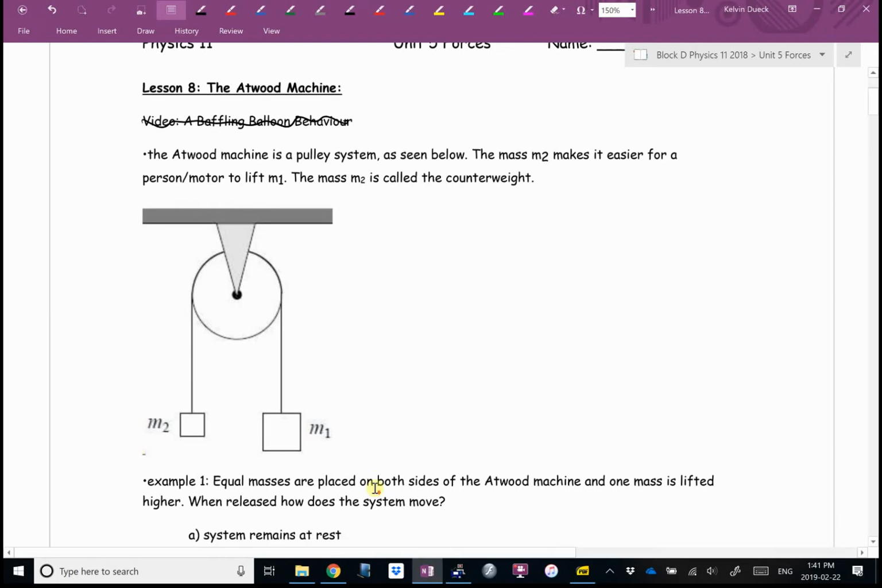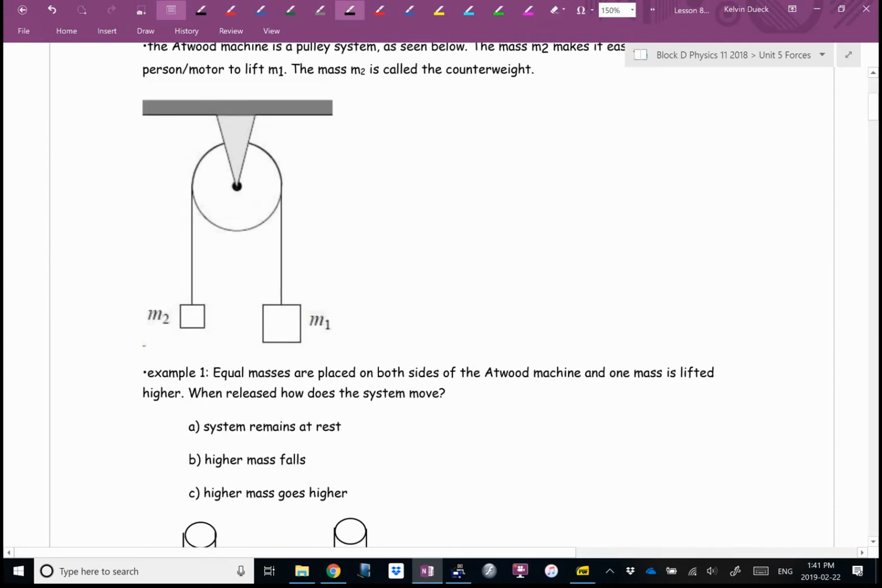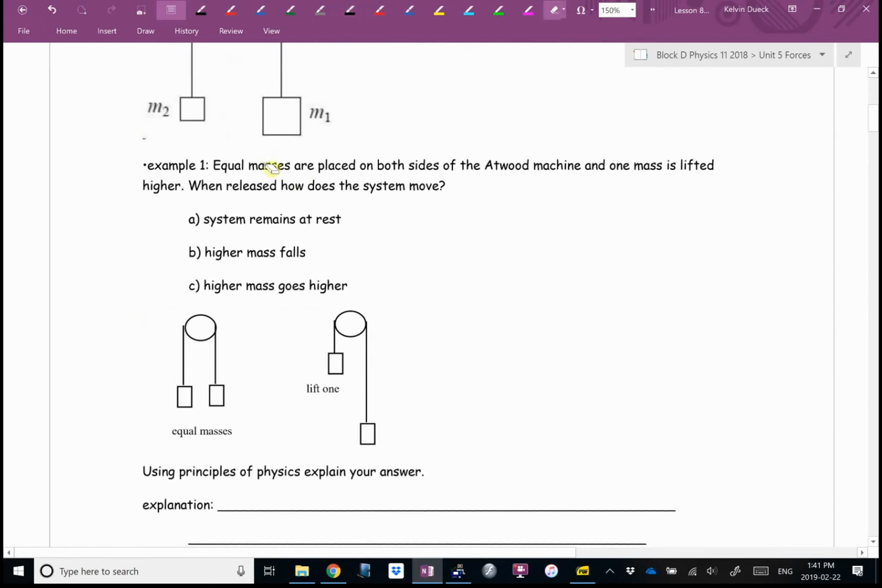Here's our first thought problem. Example 1 says this. Suppose we had our perfect Atwood machine. Remember, our perfect Atwood machine: this pulley has no friction, and these ropes have no mass, because we want to keep the math easy. Suppose we put equal masses on either side of the Atwood machine, like this. So here's an Atwood machine. These two masses are equal.